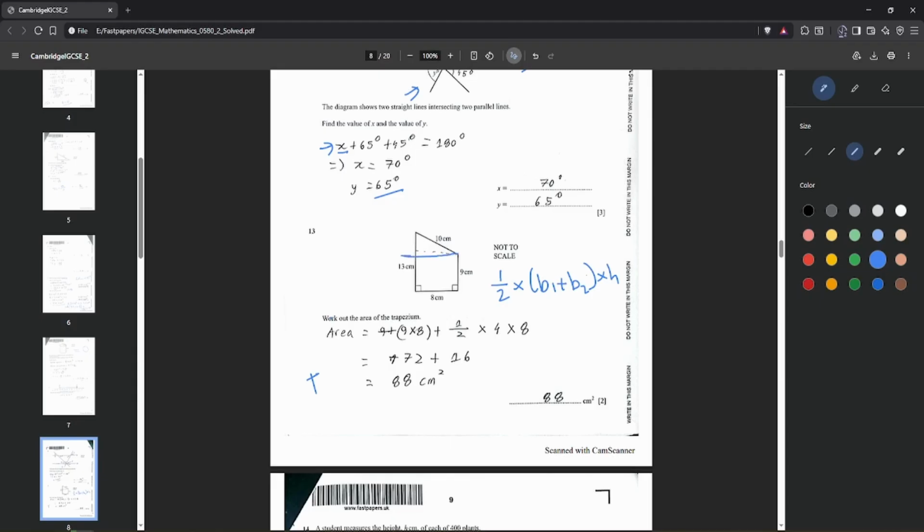Alright, let's break it down at first. So we have two shapes, one rectangle and one triangle. We can multiply 9 with 8 and this side will be 4, right? So we have 9 into 8 plus 1 by 2 into 4 into 8.